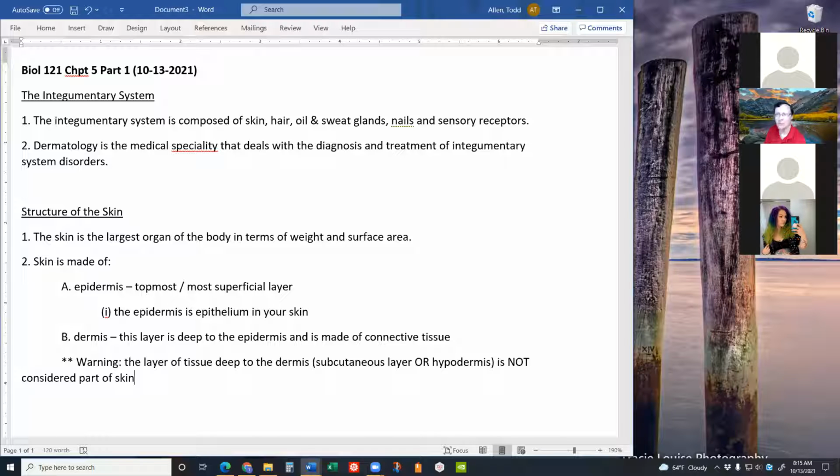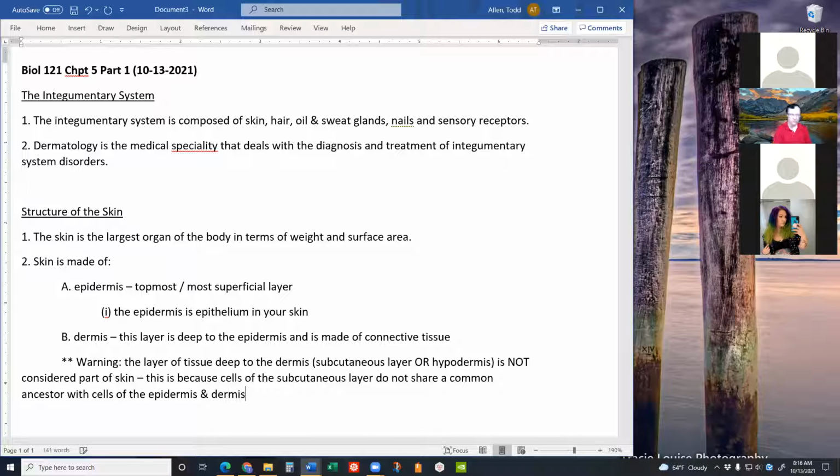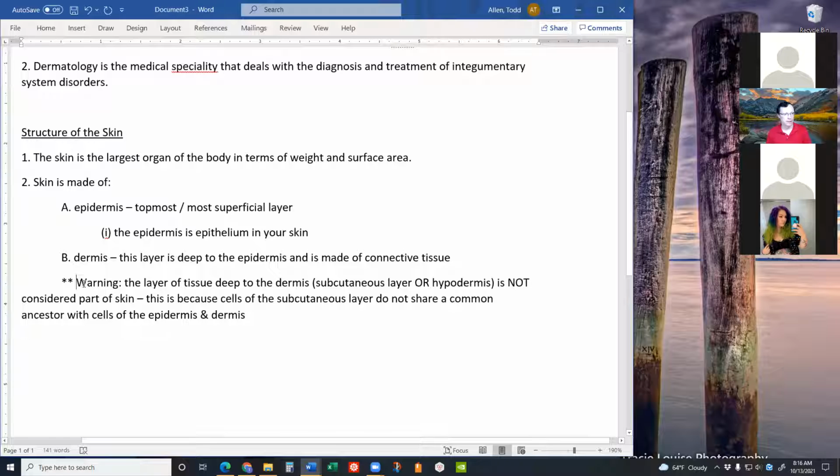So from a scientific perspective, the hypodermis is not considered part of the skin because there's no evolutionary relatedness between the cells of the subcutaneous layer and cells of the dermal or epidermal layers. Okay. This is because cells of the subcutaneous layer do not share a common ancestor with cells of the epidermis and dermis. Okay? All right.